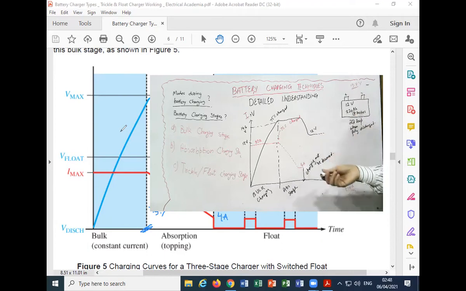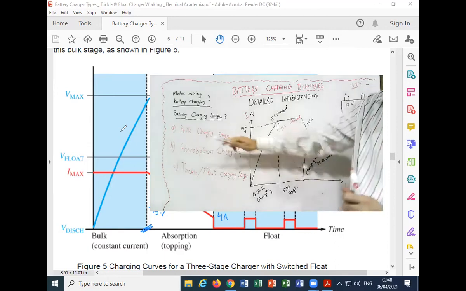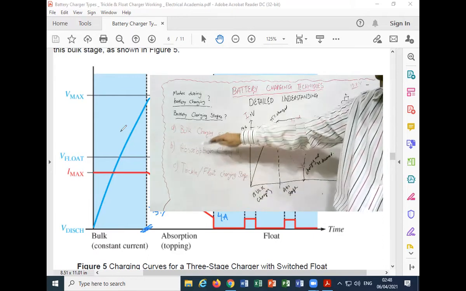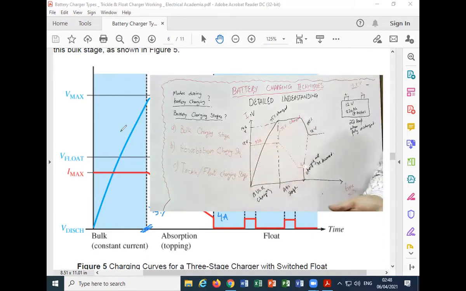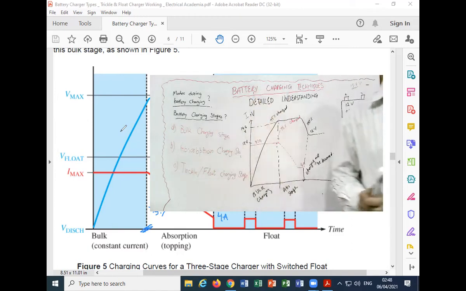If the battery charger continues to charge the battery further, then what happens? The battery will be damaged. So at the end of the absorption stage, your battery is charged around 100%. Now, in cheap or in some of the battery chargers, there are only two stages of charging. One is the bulk charging stage, and another one is the absorption charging stage. Now, the third stage is the trickle charging stage. What happens?